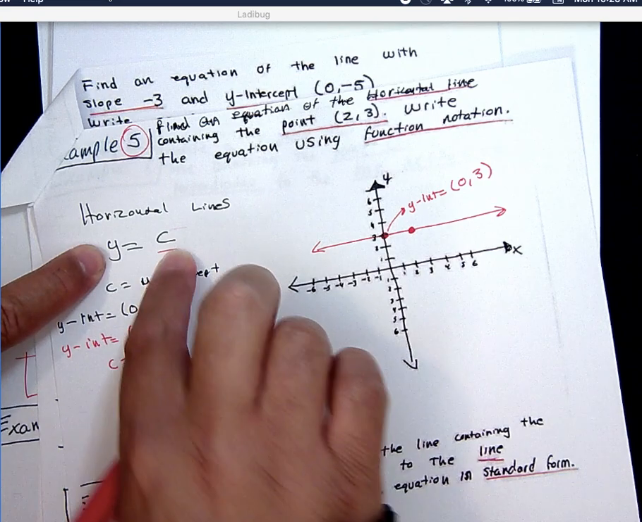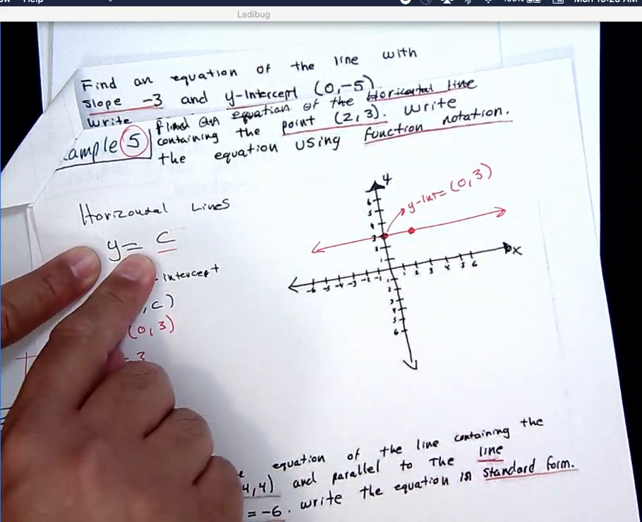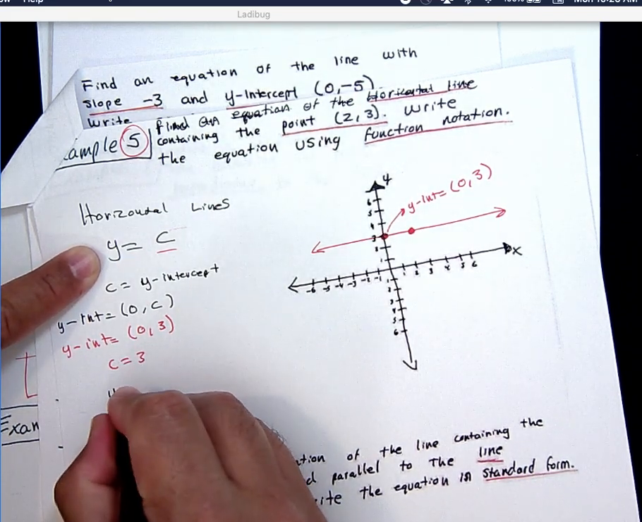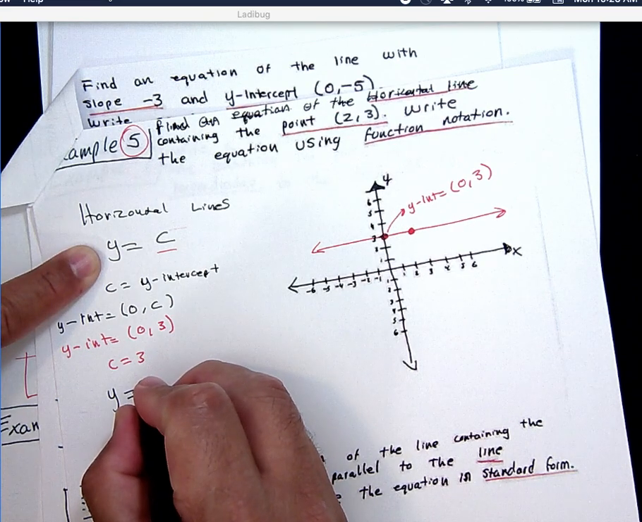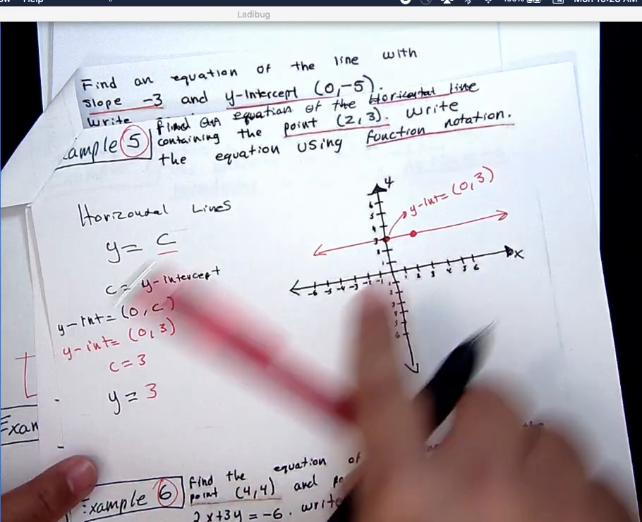So all you have to do now is substitute into the equation for horizontal lines. That's the equation for horizontal lines. So you would have y equals, let me put it in red, 3. That's the equation of that line.